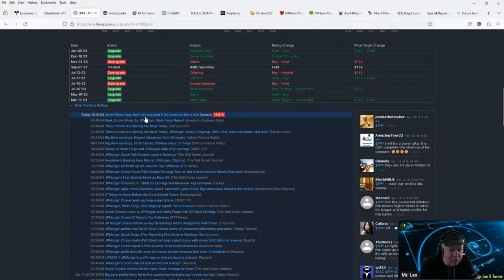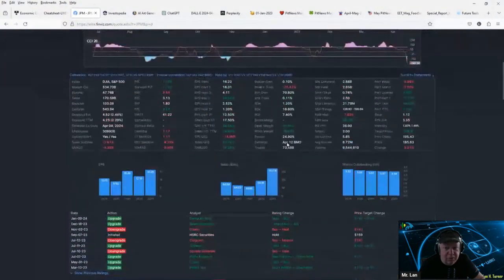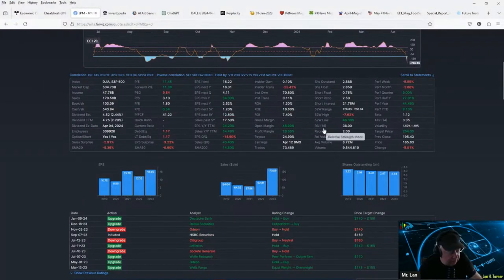Jamie Dimon says, don't be surprised if the economy hits a wall. He said that today at 10 o'clock and his stock went to the toilet. Boom. Bank stocks mixed as JP Morgan, Wells Fargo report. Investor's Business Daily, 9:49 a.m. These stocks are moving the most today. Barron's: these stocks are moving the most today. JP Morgan Chase, Citigroup, AMD, Intel, and more. Pretty darn cool, man. So these are all your fundamental numbers.